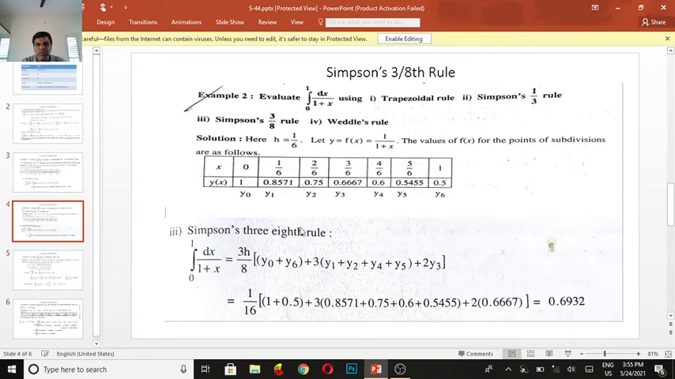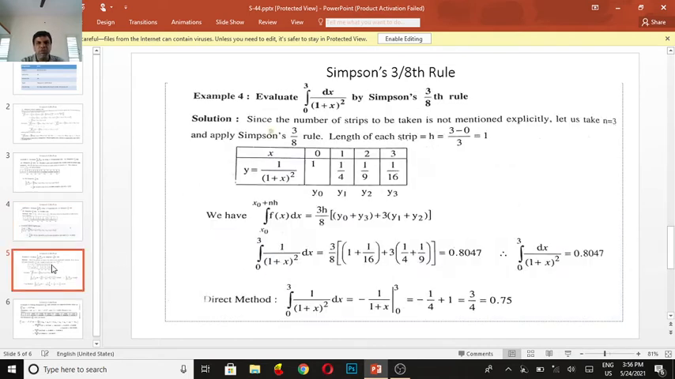So 1 plus 0.5 plus 3 times of y1 is 0.8571 plus y2 is 0.75 plus y4 is 0.6 plus y5 is 0.5455, plus 2 times of y3, so 2 times of y3 is 0.667. Simplifying, we get the value 0.6932. Therefore, the integral of 0 to 1 dx by 1 plus x by the 3 by 8th rule is equal to 0.6932.